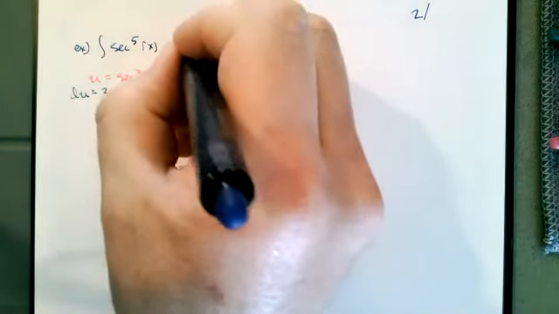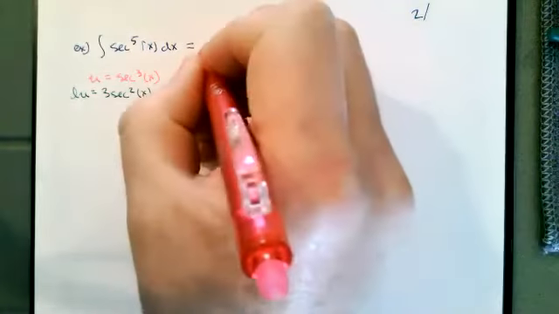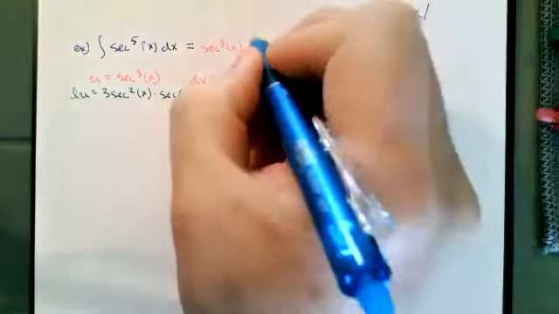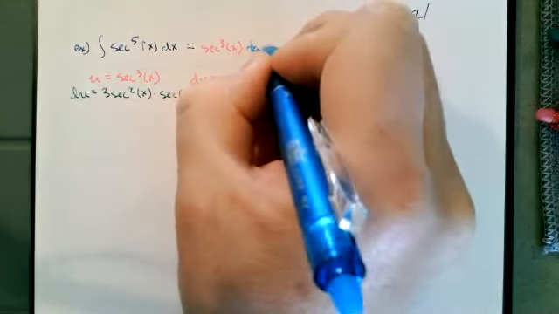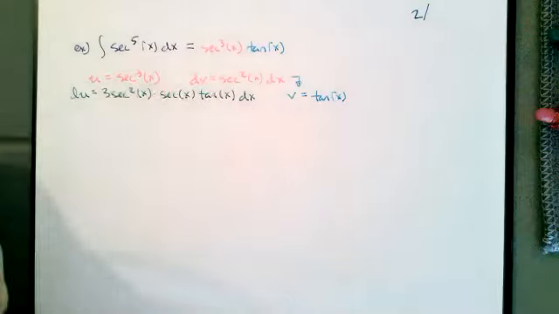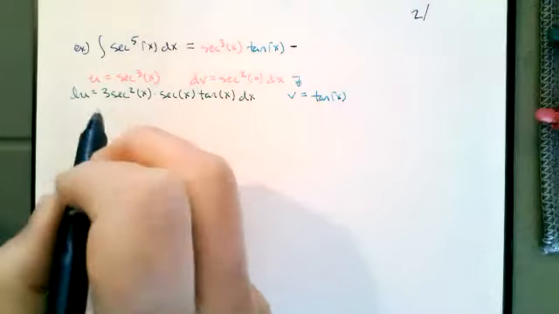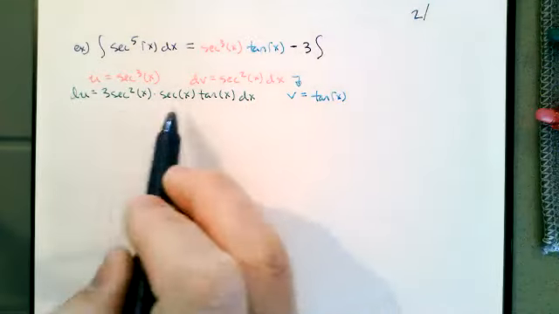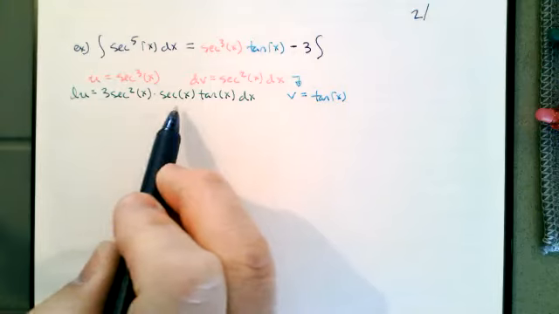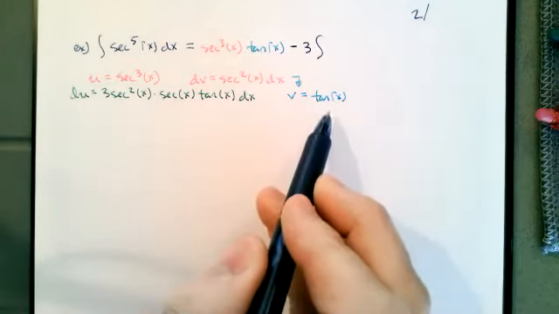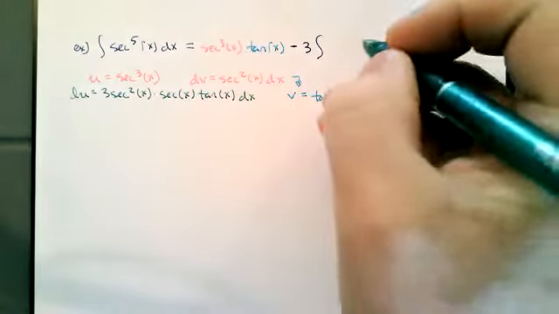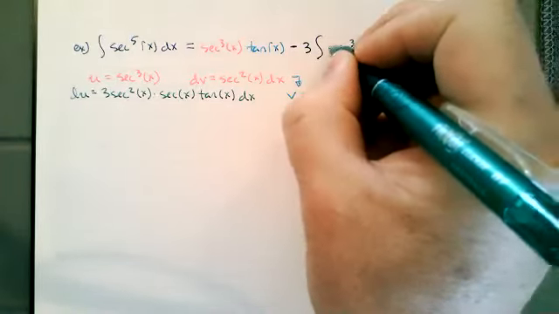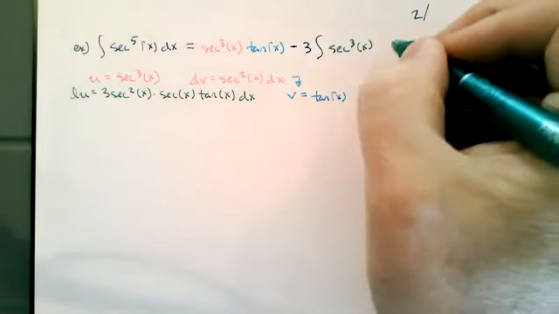Integral of u dv is uv, so secant cubed x times a tangent x, minus the integral. I'm going to factor out the 3, times the integral of v times du. That's going to be secant cubed tangent squared. So that's going to give me a secant cubed and then the two tangents will make a tangent squared.